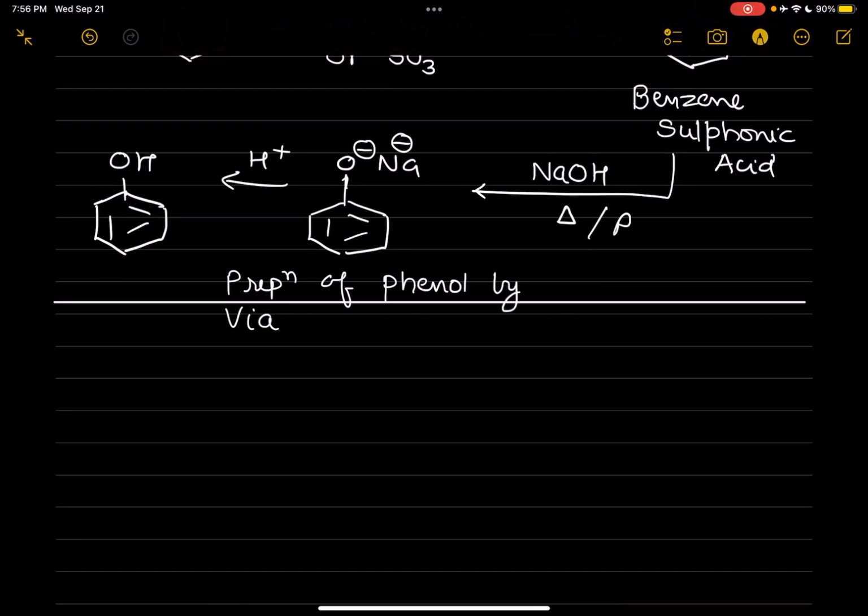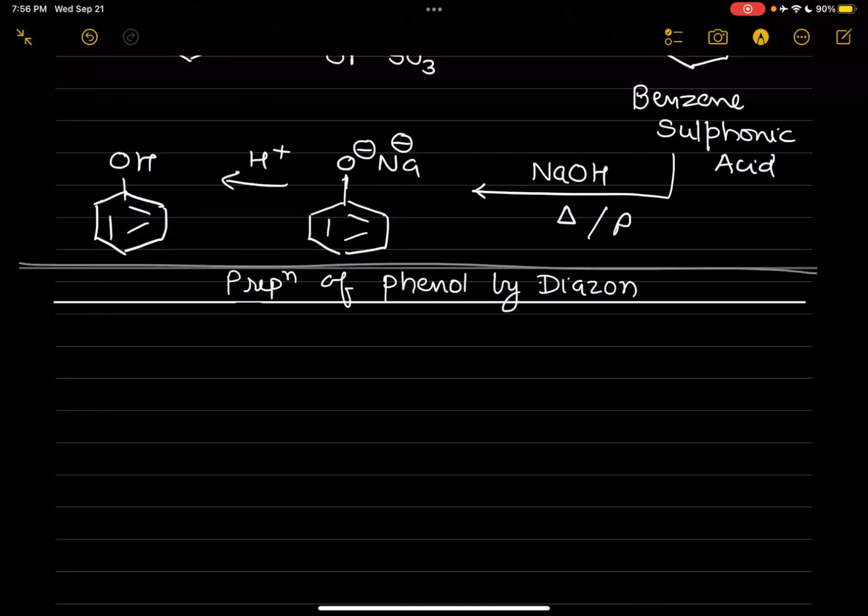So who is going to tell me how diazonium salts are prepared? Himad? Yes, sir. What are diazonium salts? Those salts that have the N2 plus group. Yeah. Okay, diazonium salts are prepared from aniline. This is aniline.